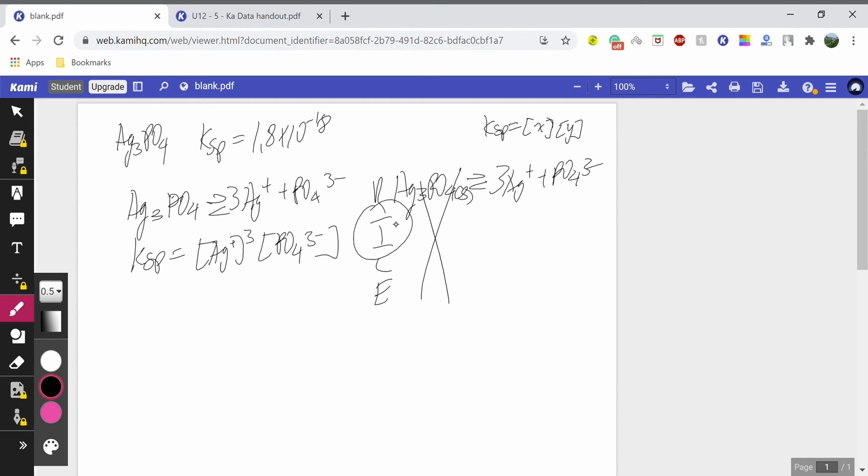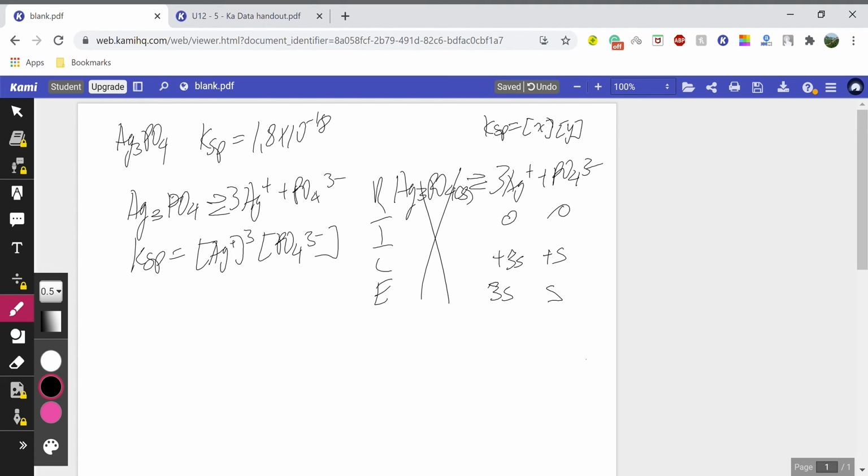Initial, we have none. Change, what is the change? In an ICE chart, you would write plus 3x and plus x. Except this time, since we're calculating molar solubility, instead of x we're going to write s: plus 3s and plus 1s. This s is going to represent solubility. So now this is going to be 3s and s.